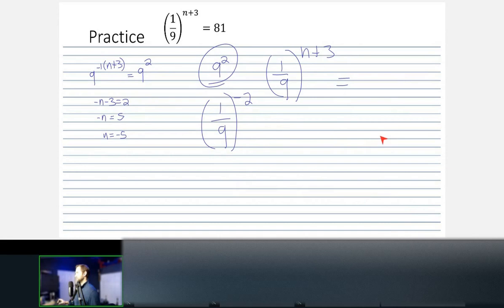All right, next, oh yeah, I have to write it over here. So I get 1 over 9 raised to the negative 2 power. The bases are the same, so we're going to set the exponents equal to each other. So we get n plus 3 equals negative 2. Subtract 3 both sides, and hey, look at that. It's weird. We get the same answer. What a coincidence, right?